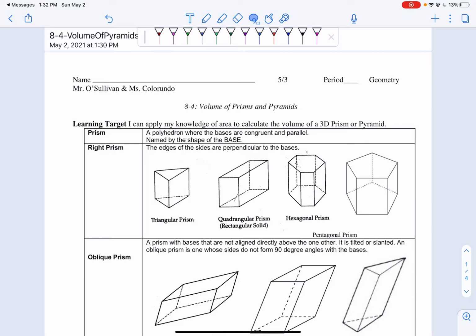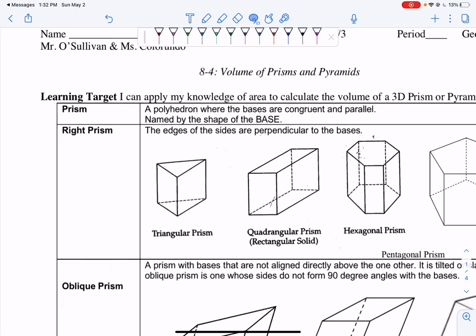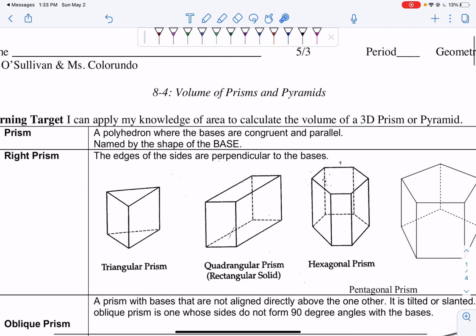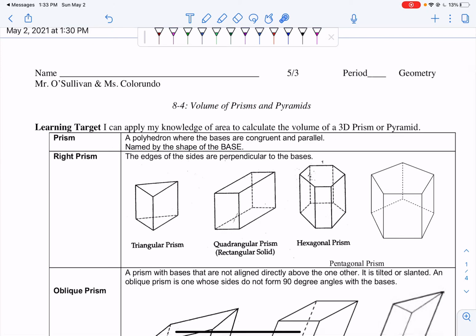Today's learning target is that I can apply my knowledge of area to calculate the volume of a 3D prism or a pyramid. So before we even go into some math problems, we actually have to know some vocabulary. So prism. A prism is simply a polyhedron where the bases are congruent and parallel, and you're going to be hearing us name these shapes by their base.